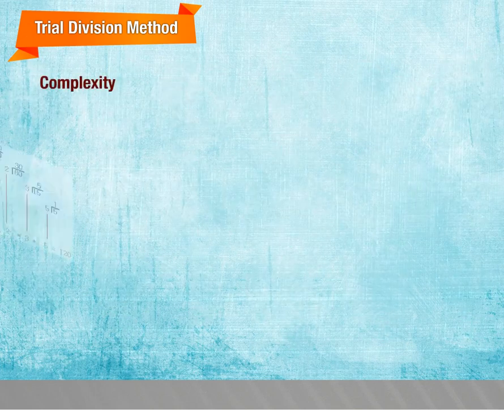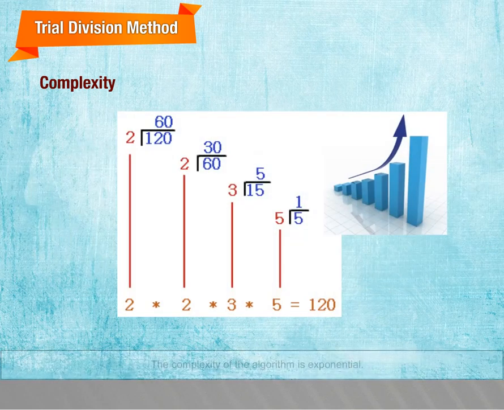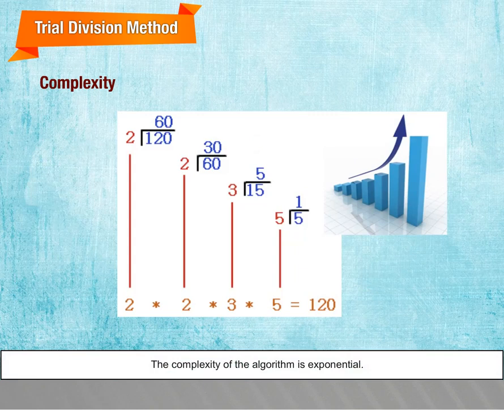Complexity. The trial division method is normally good if n is less than 2 to the power 10, but it is very inefficient and infeasible for factoring large integers. The complexity of the algorithm is exponential.